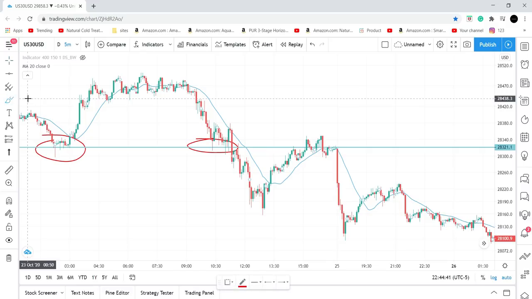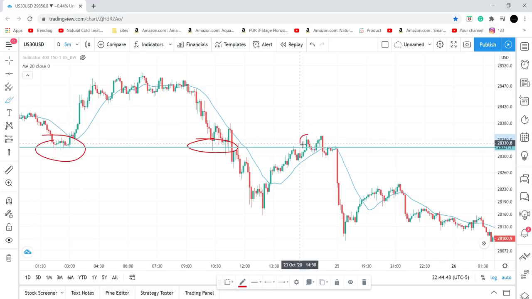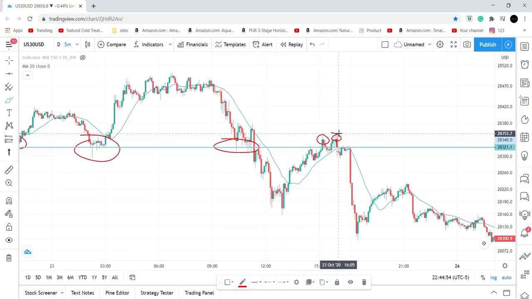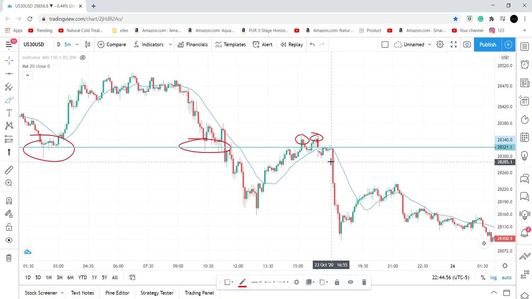So let me show you that right now. We have a nice double top right here, and we're looking to get in. Now, when we get in, guys, where are we going to get out?